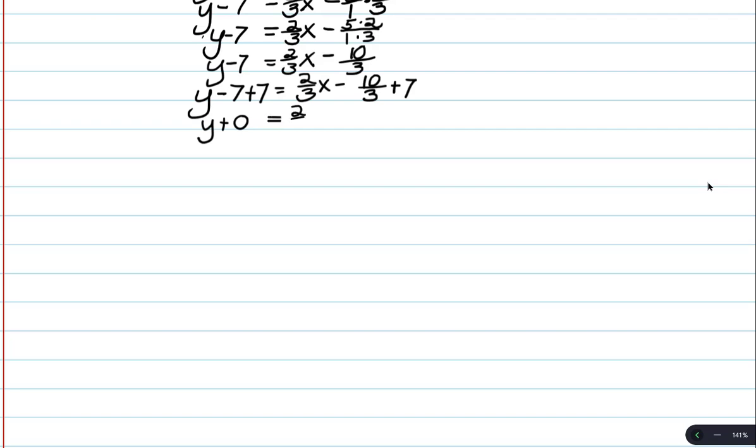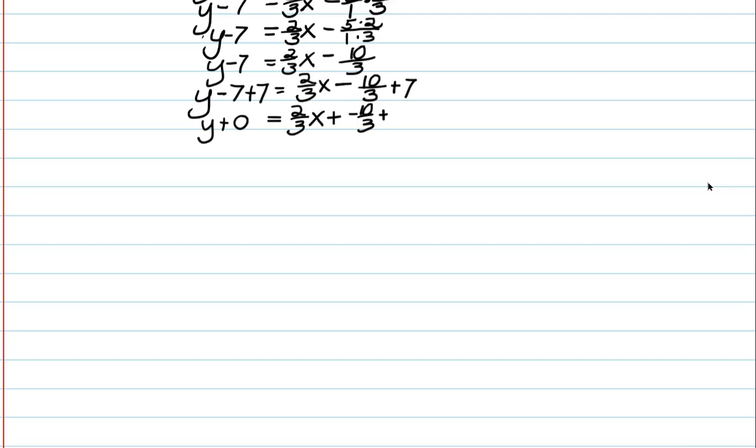All right, notice 2/3 x is not changing. But I'm going to put a plus sign here. Why can I do that? Because whenever you subtract in algebra, what you're really doing is you're adding a negative. So I'm really adding negative 10/3. And now I need to make 7 into a fraction that has 3 in the denominator.